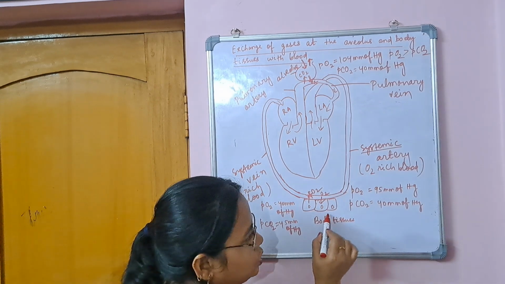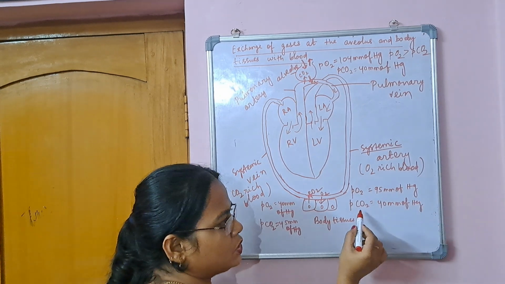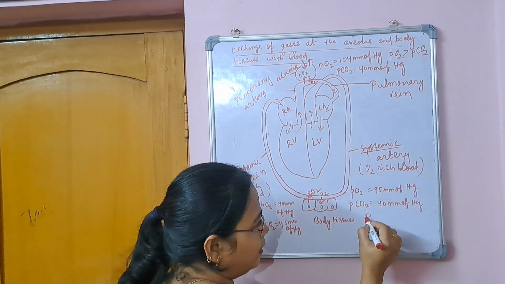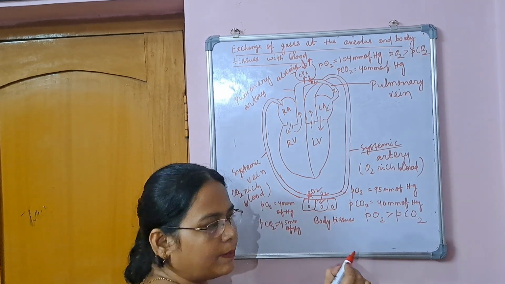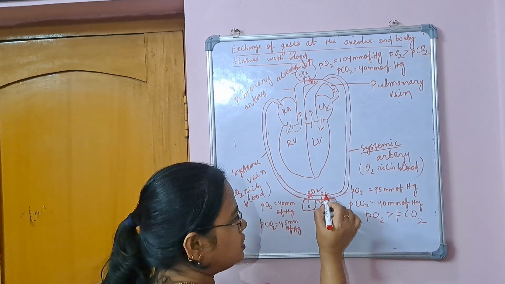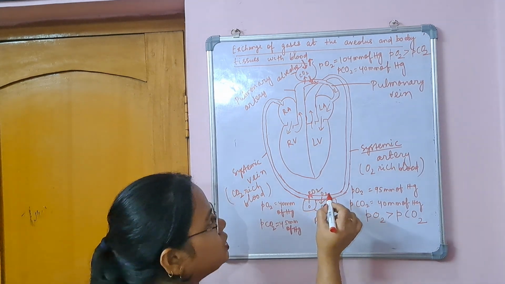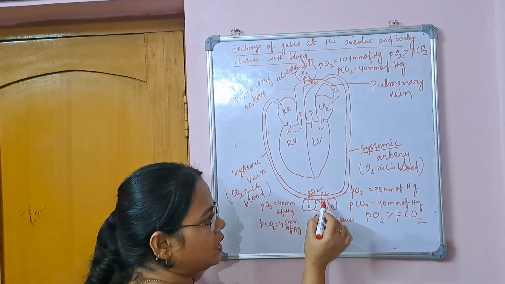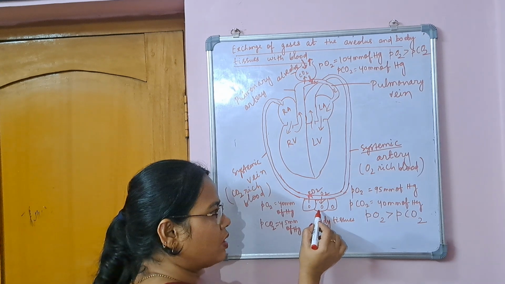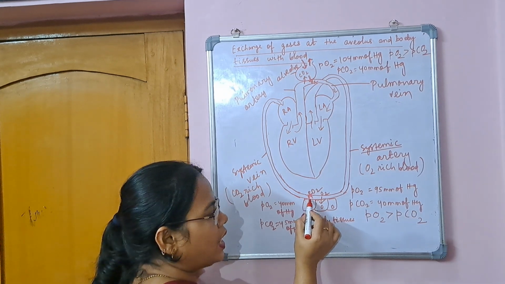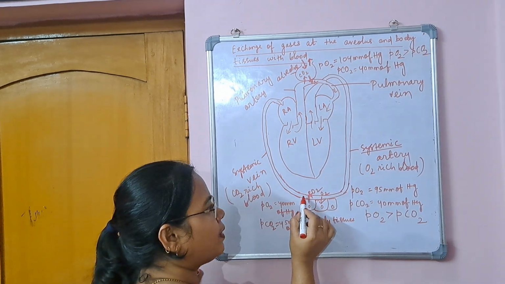And here near the tissue, you see PO2 is 95 mm of Hg and PCO2 is 40 mm of Hg, and here PO2 again is greater than PCO2. So the partial pressure of oxygen is greater than the partial pressure of carbon dioxide. So from the O2 rich blood, the oxyhemoglobin, which is formed near the alveolar surface, breaks down here and gives oxygen to the tissue, and in the tissue cellular respiration is occurring and carbon dioxide is released, and this carbon dioxide is added to the hemoglobin of RBC and forms carbaminohemoglobin.